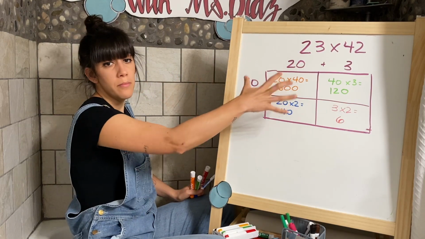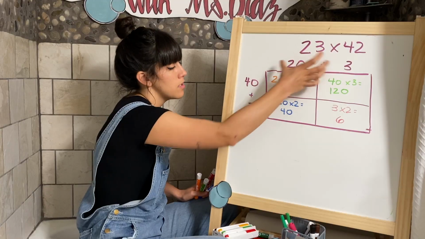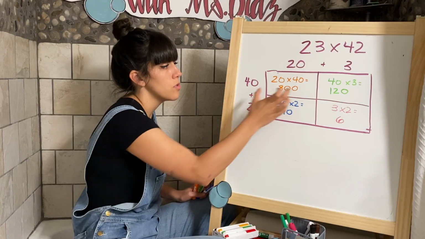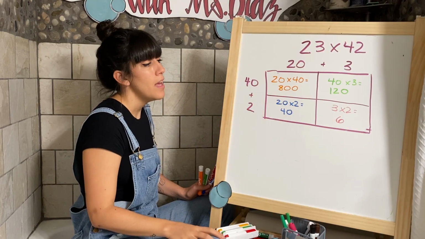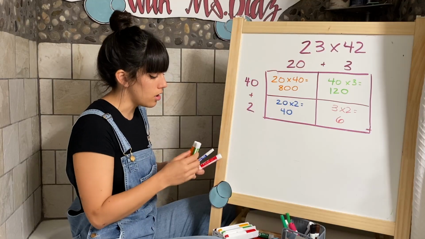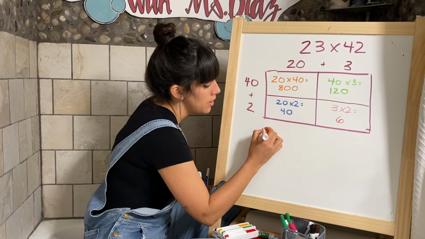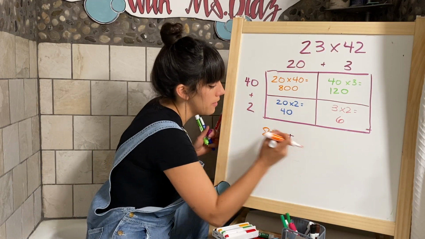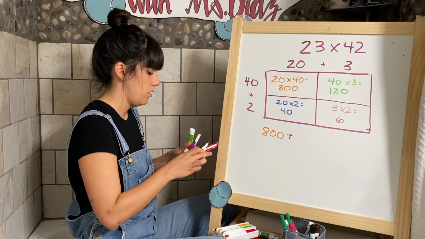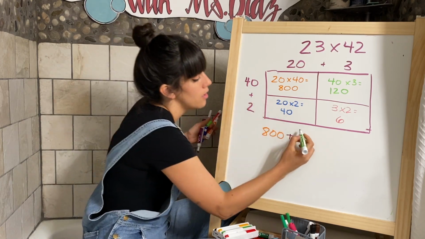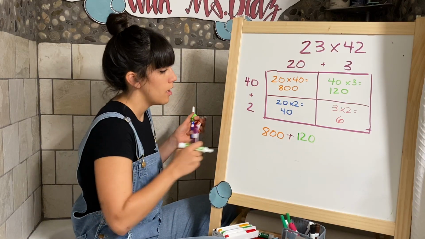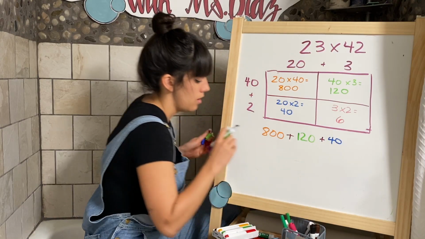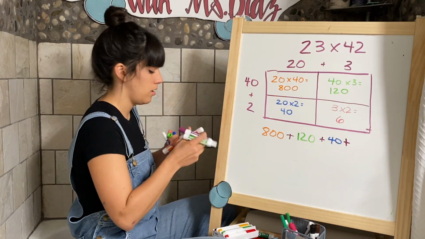Now, so step 1, make the box. Step 2, divide the numbers into tens and ones. Step 3, multiply each box to find those small answers. You will get 4 different answers. Now my next step would be to add all of these up. So I would take the 800 and add it to my following numbers. So then I would get the 120 and then add up the 40 and then add up the 6.